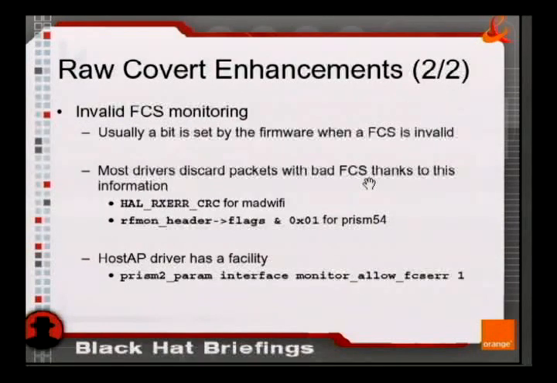What is also very nice if you try to play with invalid FCS frames is that many drivers won't even report that there are invalid FCS frames. So if you are not using this specific driver, you won't be able to detect those frames.